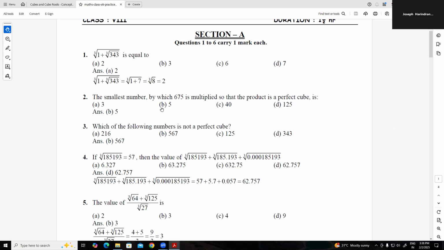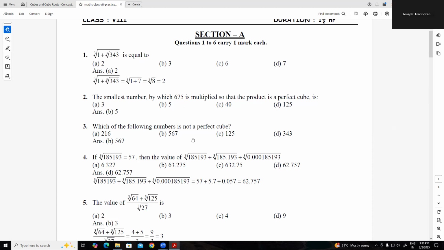Among the 2 smaller numbers, we have 3 and 5. So only one of these 2 can be the correct answer. We choose 5 here, because if you multiply by 5, you can check that it's a perfect cube. You can also find the cube root if you want, but it's not necessary here. Third question: which of the following numbers is not a perfect cube?